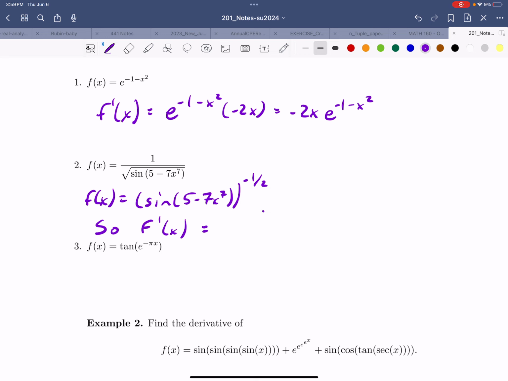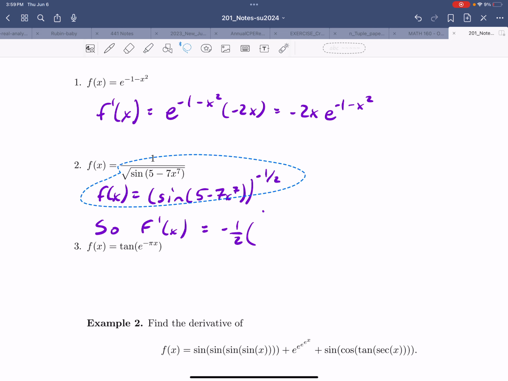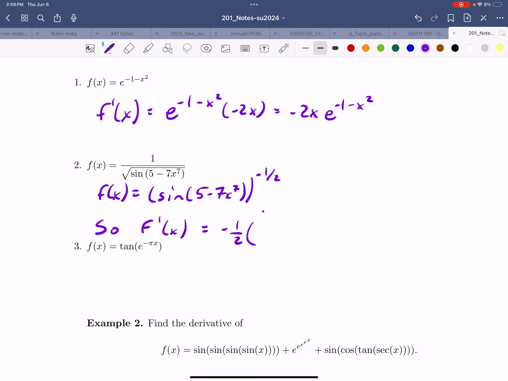What is the outermost function? If you said x to the negative 1/2, then you are correct. Take the derivative of that. Let me move this. Anyway, it's negative 1/2. Keep the inside the same. Can't tell you how many students get this wrong because they make things too complicated. They try to take the derivative of the inside. No, don't do it. All I did was take the derivative of this outer function right there.